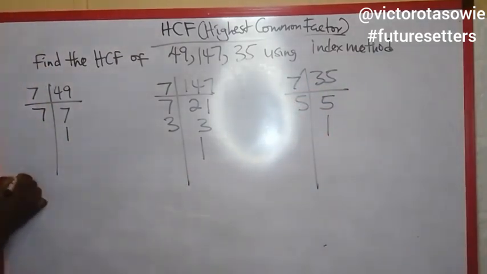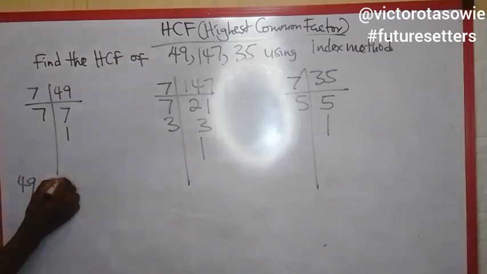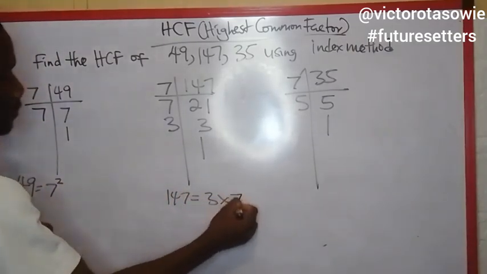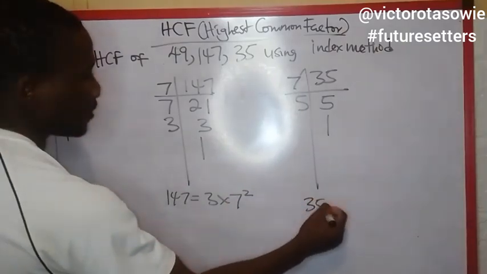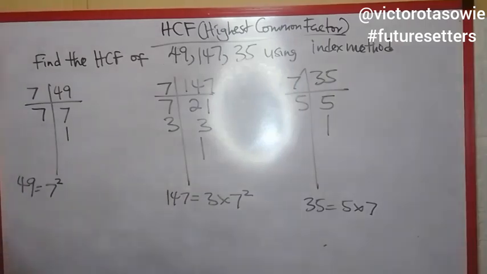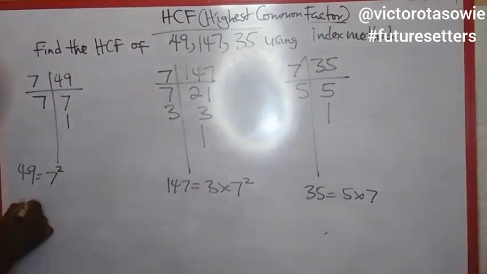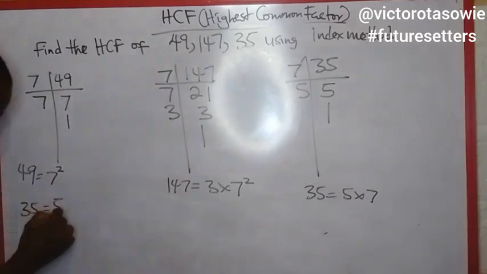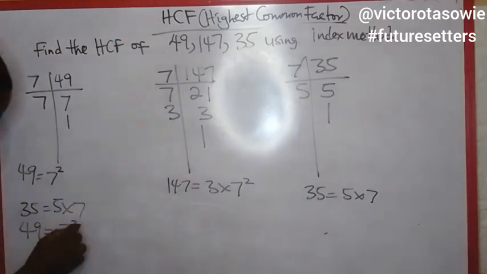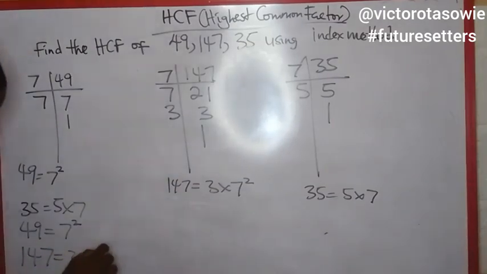So the next step, we'll write 49 equal to 7 square. We'll write 147 equal to 3 times 7 square. Then we have 35 equal to 5 times 7. Now, after you have done this, you are going to rewrite it again. 35 equal to 5 times 7. 49 equal to 7 square. 147 equal to 3 times 7 square.